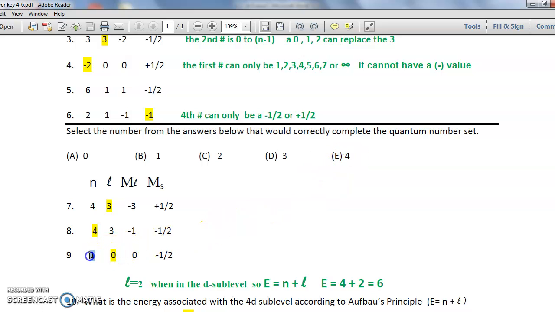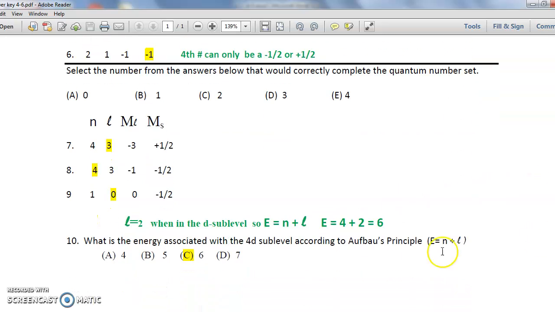If this is a 1 and this is a 0, well, if this is a 1, this has to be a 0, simply put, because the second number is 0 to the first number minus 1. So if this is a 1, 1 minus 1 is 0. So it has to be a 0.